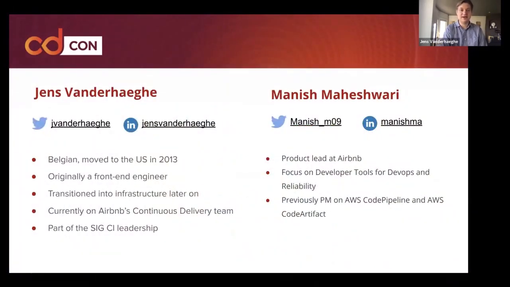So who are we? My name is Jens. I am originally from Belgium. I am a software engineer at Airbnb. I work on the continuous delivery team. So really my day-to-day is always involving continuous delivery. I was originally a front-end engineer, and then when I joined Airbnb a couple of years ago, I transitioned into infrastructure. You might also know me from the special interest group around CI on the open source side of Spinnaker. Manish? Thanks, Jens. So I'm Manish. I'm a product lead here at Airbnb. I focus on developer tools for DevOps and reliability areas. Previously, I was a PM at AWS.